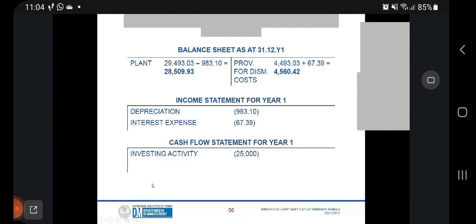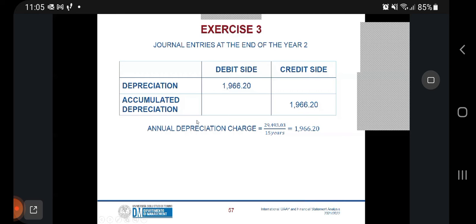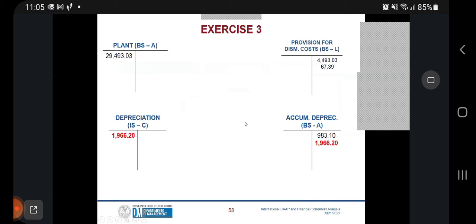So let's go on. Journal entries at the end of the second year. Again, depreciation charge. This is an annual depreciation charge equal to 1,900 and so on. Depreciation debit side, income statement costs, and then again, in order to solve the equation, accumulated depreciation for the same amount, credit side. Updated the account: depreciation, income statement cost, and then accumulated depreciation, balance sheet, the reduction of the value of the assets.